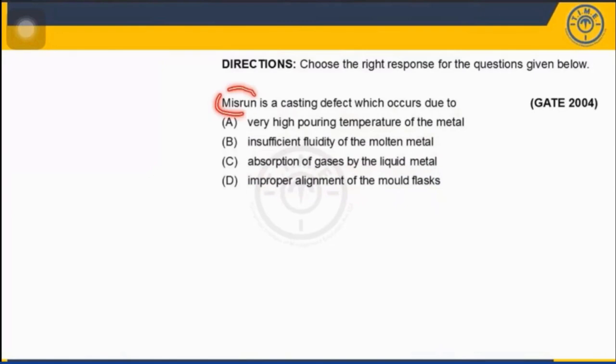So first of all, you should understand what a misrun is. Misrun is basically a casting defect only. What happens? Let us suppose you are casting an L-shaped cavity, or we can say a C kind of cavity, and you are pouring the liquid molten metal into this cavity. Before reaching the end section, it will solidify here only. It will solidify before reaching the end section. That is called a misrun.